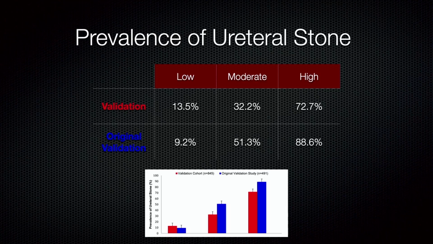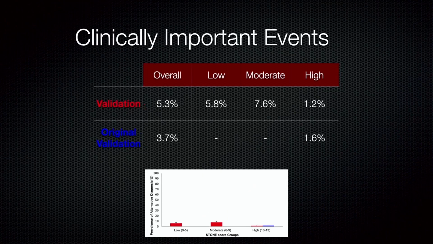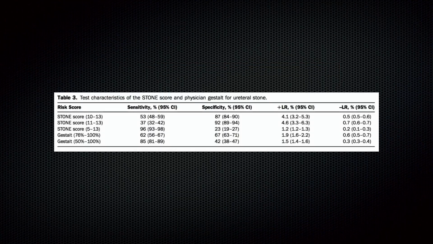And that kind of makes sense, and it tends to happen in validation studies. As for clinically important event rates, there was a slightly higher event rate overall. They didn't really specify in the original study, but basically in a high-risk patient, you have about a 1.2% risk of clinically important alternate events. Here's the graph from the table, kind of showing the sensitivity and specificity of the stone score at the three different levels, based also on gestalt.